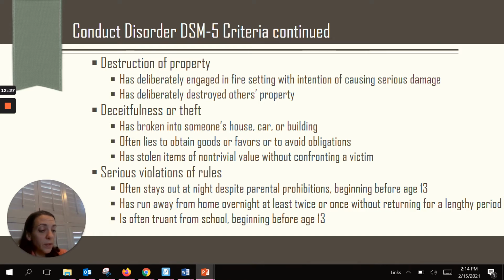There's a couple of subsets of conduct disorder. The first is childhood onset, and this is before age 10. If it's childhood onset, they're typically males. They display physical aggression, they have disturbed peer relationships, and they meet the full criteria prior to puberty. They're more likely to have persistent conduct disorders as adults.